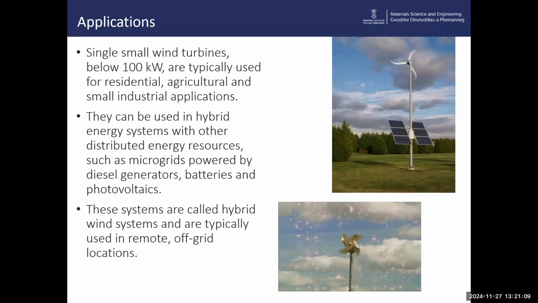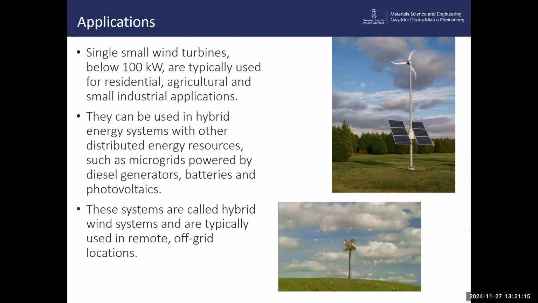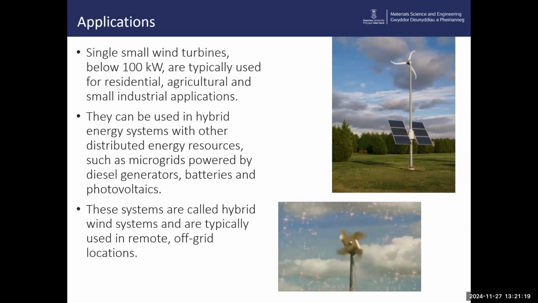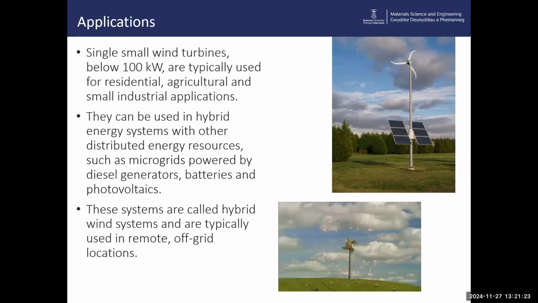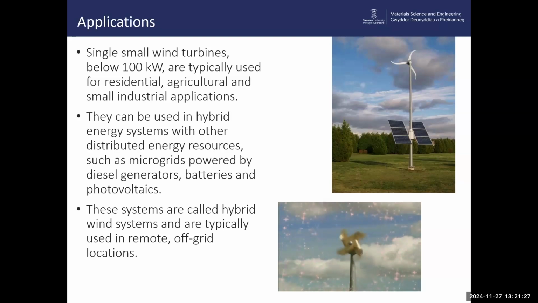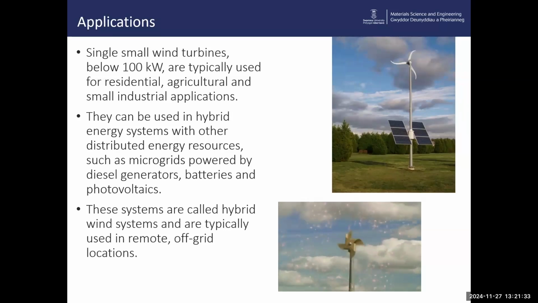In terms of other applications, you can get smaller single wind turbines below 100 kilowatts. These are typically used for residential, agricultural, and small industrial applications. You see that I've been watching a lot of kids' telly recently, my son, and the Teletubbies have got one. You may recognize that animation in the bottom there. But realistically, they'll look a bit more like the other image there, the top image. Unfortunately, no animations with that one.